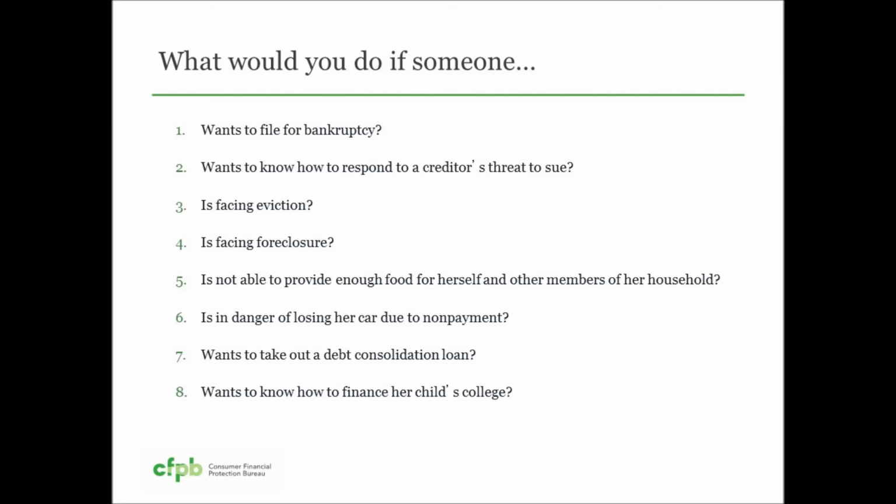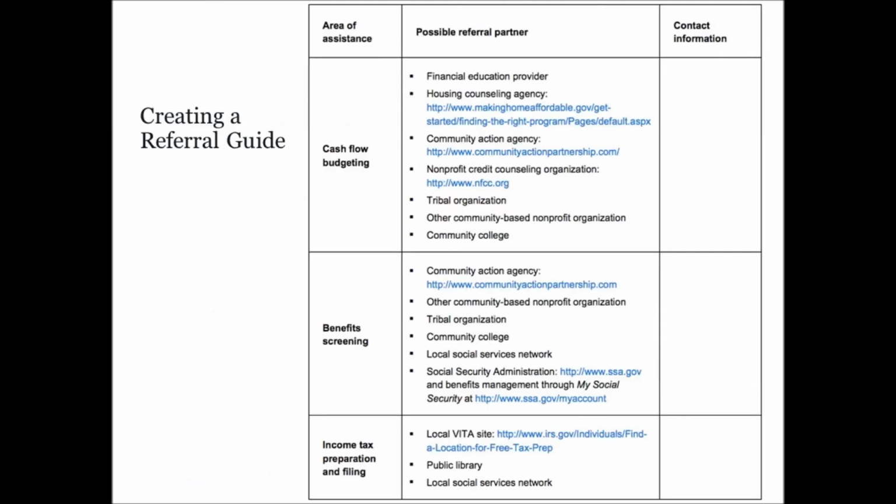For example, if someone wanted to file for bankruptcy, where would they go? If they wanted to know how to respond to a creditor's threat to sue, could you reasonably answer that question? Or what if that individual is facing eviction? This is where a high-quality resource and referral network will be essential to work in the community, and one of the key ways that you, as a financial empowerment trainer, will help frontline staff.